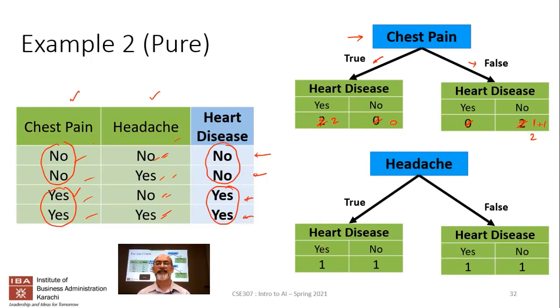Now, similarly, if you look at the headache case, you can see that it's going to be evenly distributed. Why is that? Because in the first case, it's no, no, that comes out over here. The second case is yes, no, so that comes out over here, yes, and a no. The third case is a no, yes, so that comes out over here, no, yes. And the fourth case is a yes, yes, which comes out over here.